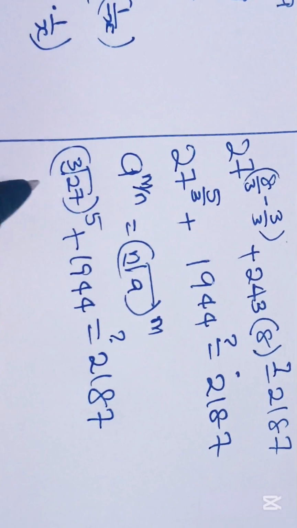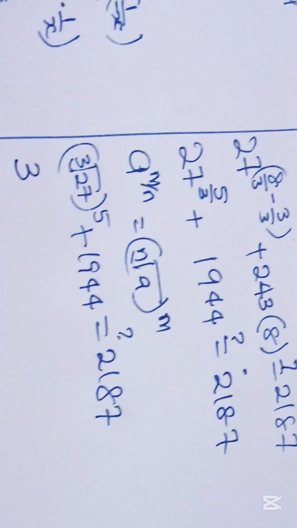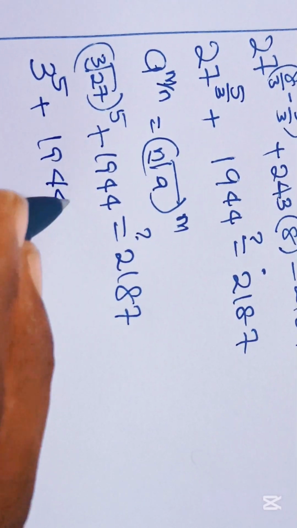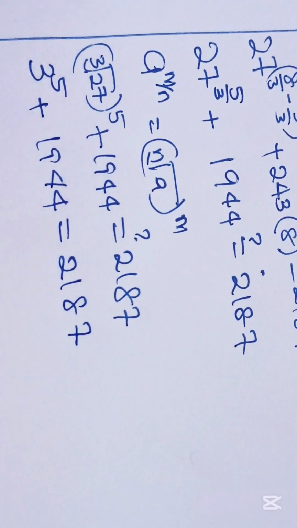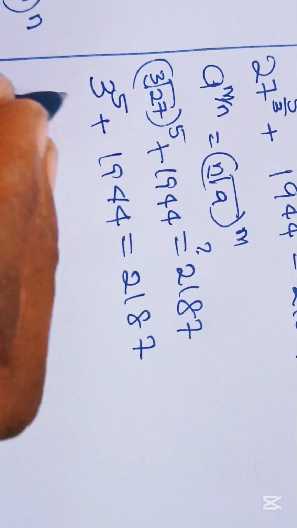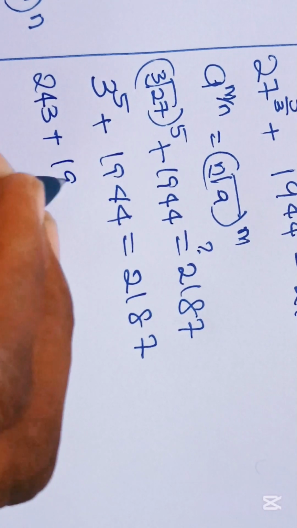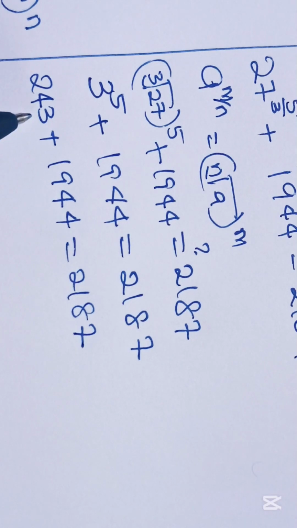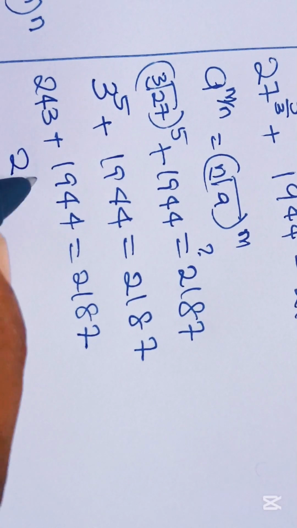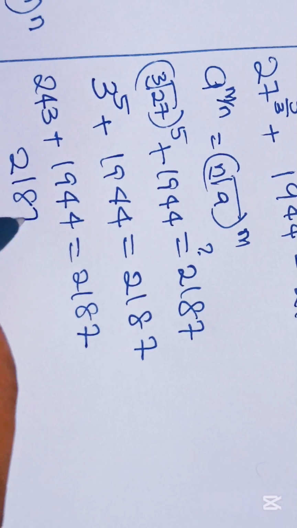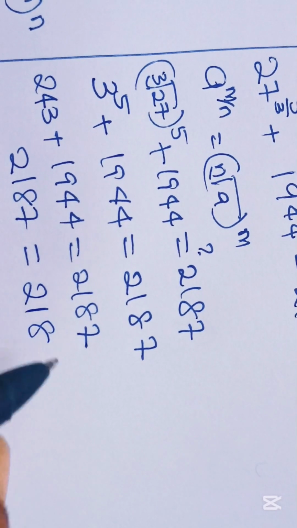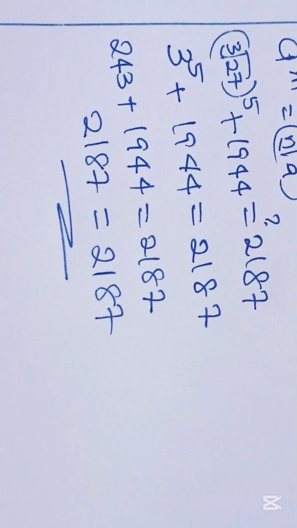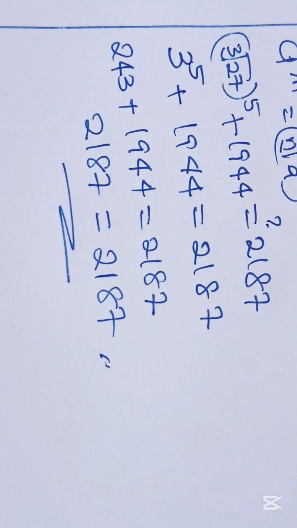Now the cube root of 27 is 3, because 3 is what you multiply by itself three times to get 27. So it's 3 to the power of 5 plus 1944 is equal to 2187. Now 3 to the power of 5 gives us 243, plus 1944 is equal to 2187. Now 243 plus 1944 gives us 2187, and this is equal to 2187. So we can see that the left hand side of this equation is equal to the right hand side of this equation. That proves that our answer is correct.